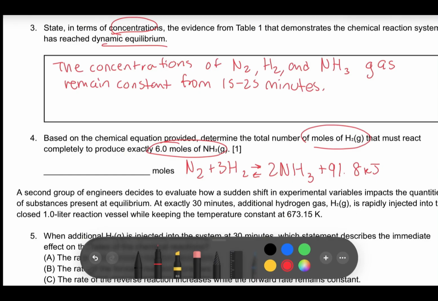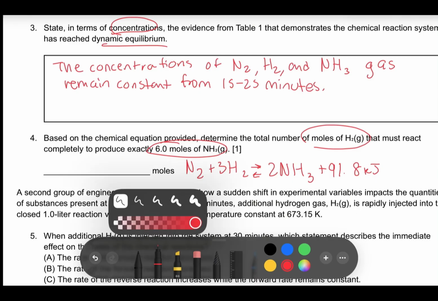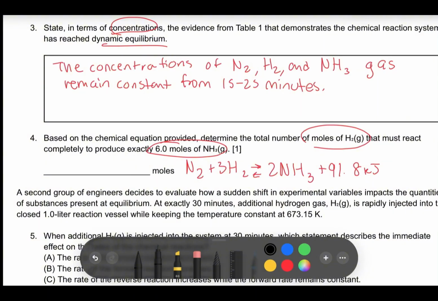Based off the given equation, we can make a ratio. According to this equation, we have 3 moles of hydrogen for every 2 moles of ammonia.